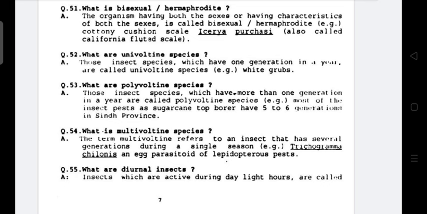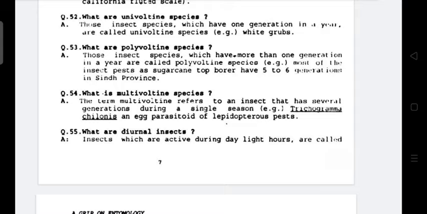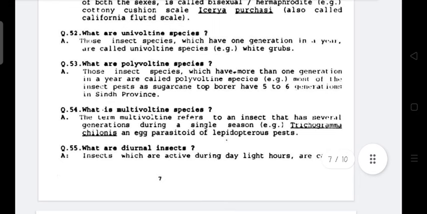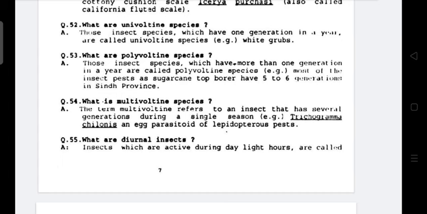Most of the insect pests, like sugarcane top borer, have 5 to 6. What is multivoltine species? The term multivoltine refers to an insect that has several generations during a single season. So in a single season it will have a lot of generations. Trichogramma chilonis is a parasitoid. It has many generations in a single season.